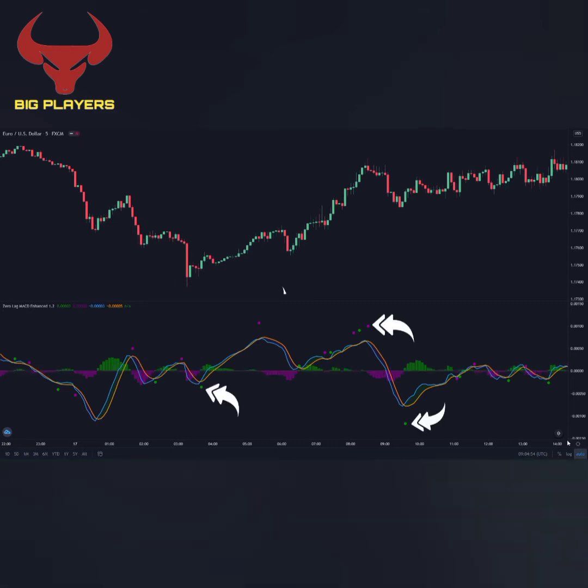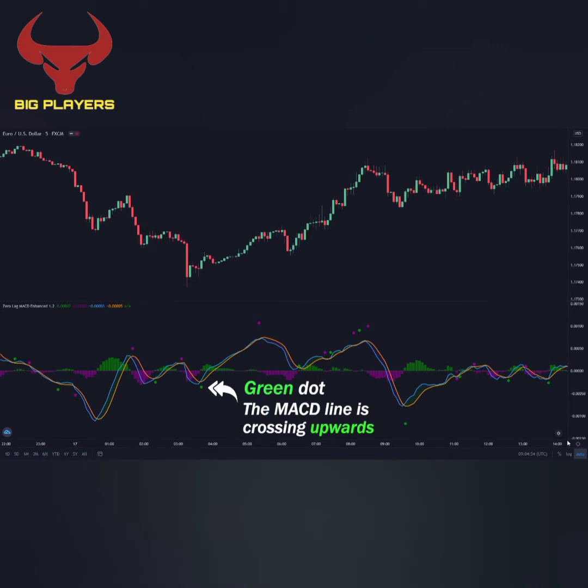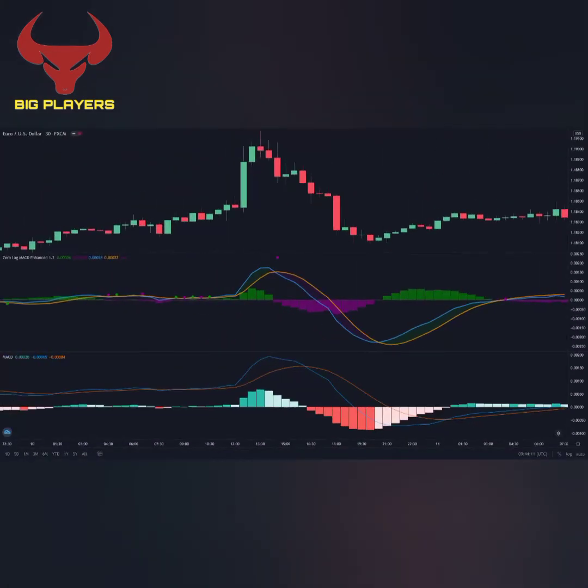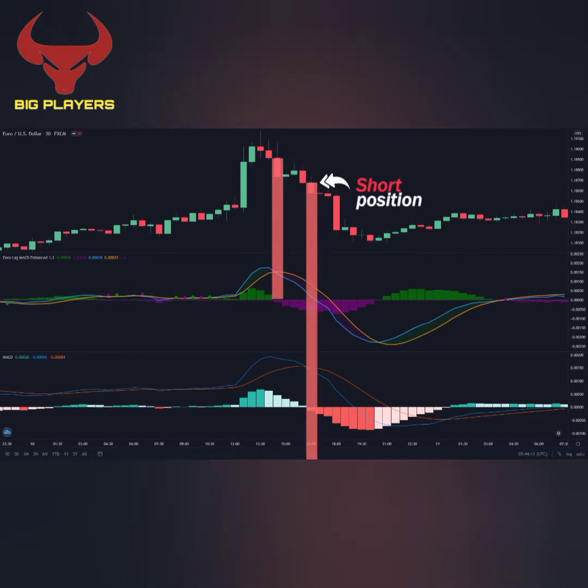We also have these dots that will help us determine when a line crosses over. So if this green dot appears, it means the MACD line is crossing upwards and we take a long position. And if this purple dot appears, it means the MACD line is crossing downwards and we take a short position. So you can see the difference between a normal MACD and a zero lag MACD. The zero lag MACD gives a much earlier entry signal than the classic MACD. If you would have used the classic MACD, you would pretty much miss the trend already because of a late entry.